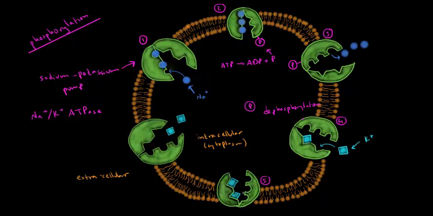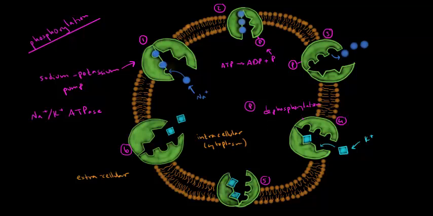You can see the protein is facing the inside of the cell. And in the last step, the potassium ions are released into the inside part of the cell, and then we're back to our first step. And so you can see that the phosphorylation and dephosphorylation basically regulates the activity of this protein.